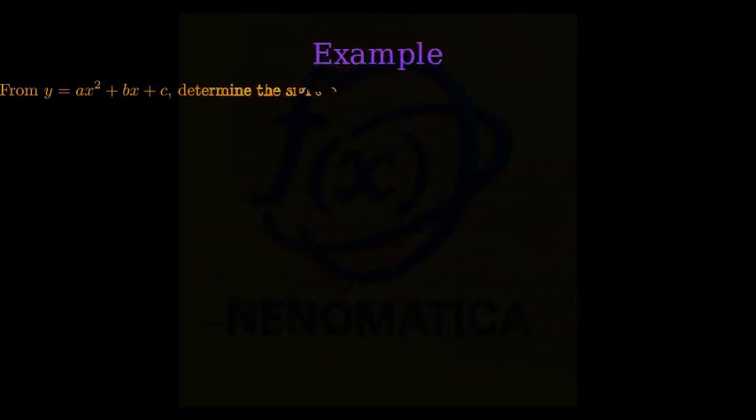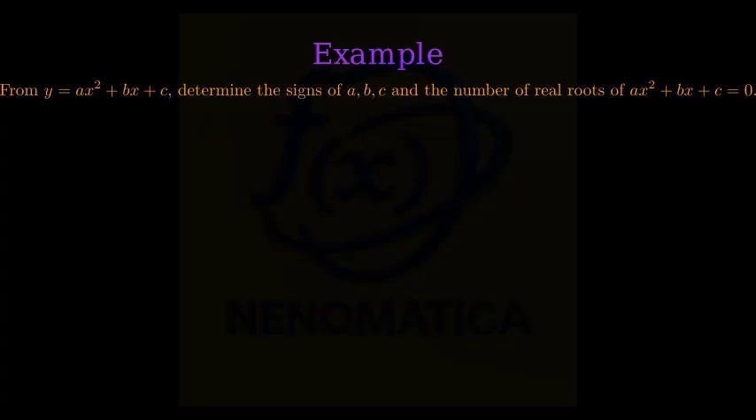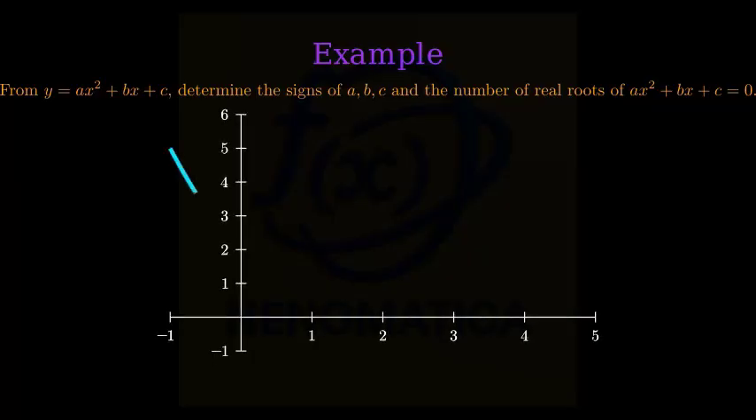Example: from the graph of the quadratic function y equals ax squared plus bx plus c, determine the signs of a, b, and c, and also determine how many real solutions the equation ax squared plus bx plus c equals 0 has. We will build a clean parabola diagram to reason visually.